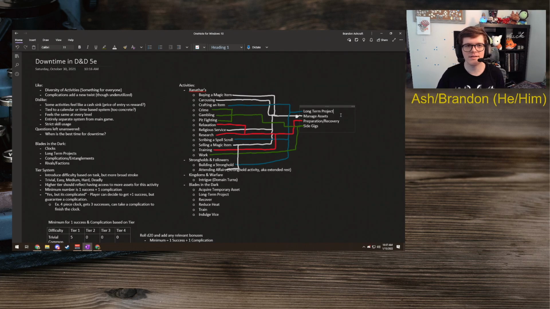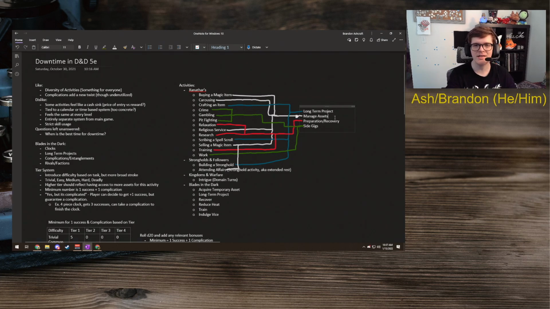We're just working on some downtime rules. And I'm basically just taking the Blades in the Dark system and making it work for D&D. Because I like Blades. Yeah. I love downtime. I wish it was easier to implement, which is what this is for. Because I feel like whenever I do downtime, I have to have a spreadsheet with a calendar and all this other stuff. So this is where we are.